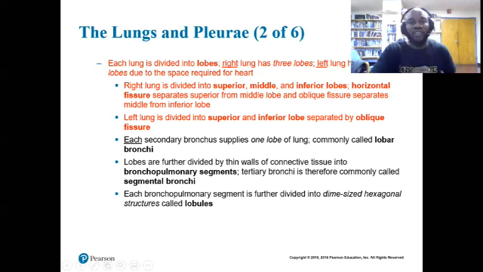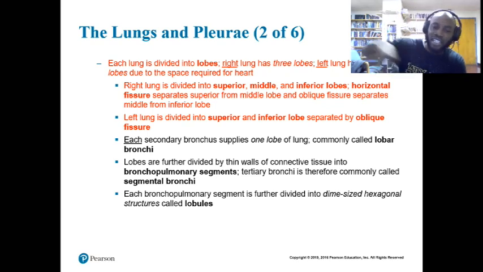Each lung is going to be divided into lobes. The right lung has 3 lobes. The left lung has 2 lobes. Remember, because the heart's there, so it's a little bit smaller. Right lung, you have superior, middle, and inferior lobes. Left lung, you have just a superior and inferior. You can see the difference in the lobes. They're divided by the horizontal fissures in the right lung, and the left lung by the oblique fissure.